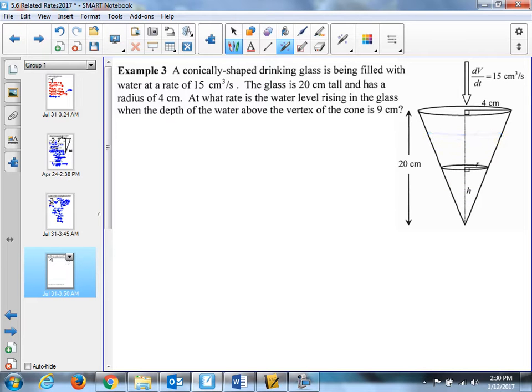Later on, we'll be trying ones where you're adding it maybe, and then it's dripping out at the bottom at a different rate. It's not that much different. But we'll start with this.